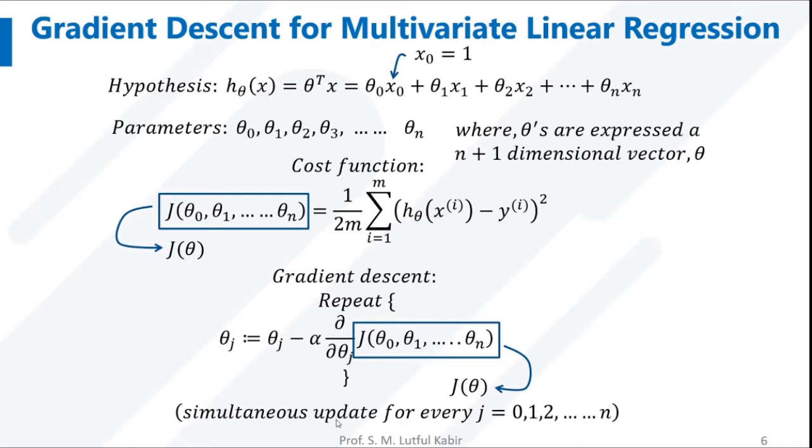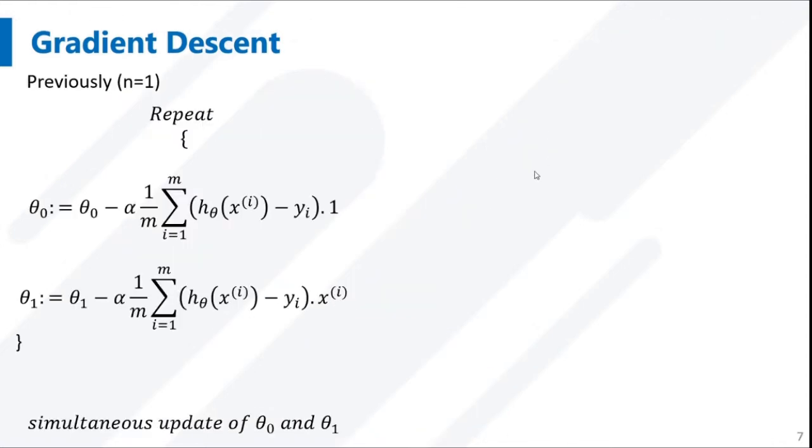We have to remember the simultaneous update for every j. It is very similar to the single variable case. We talked about how to calculate the simultaneous update for a single variable problem, so it is exactly the same for a multivariate problem. Let us now discuss gradient descent when the variables are multiple, not single. Previously, when n was 1, that means single variable, we developed this equation. Repeat theta 0 and theta 1 update, and those updates are made by a similar formula.